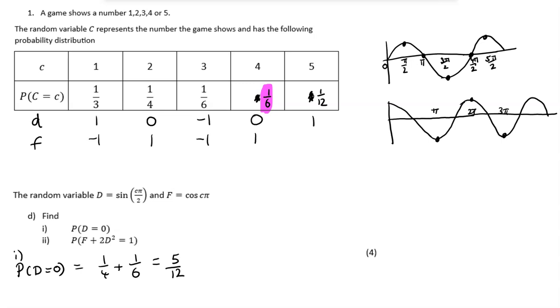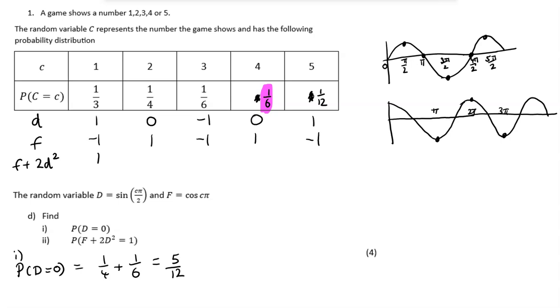And you can see this pattern's going to alternate here. -1, 1, -1, 1, -1. And then what you could do is work out f plus 2d squared. Okay, so we're working out what happens when we do f plus 2d squared. So we do -1 plus 2 times 1 squared. When we do that, we get 1.